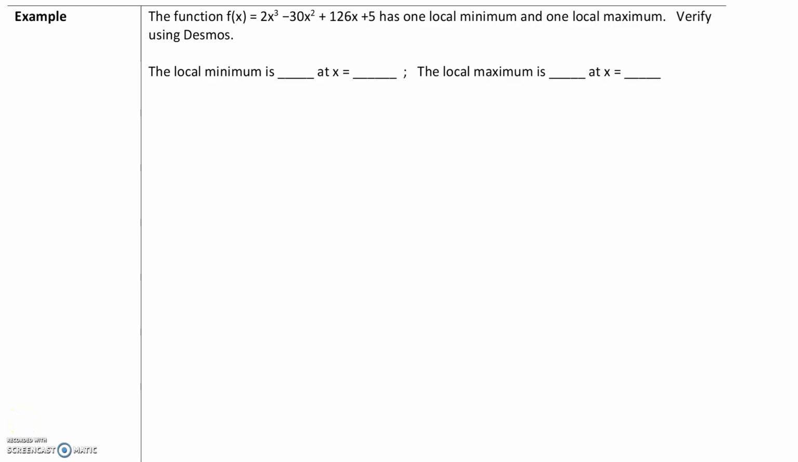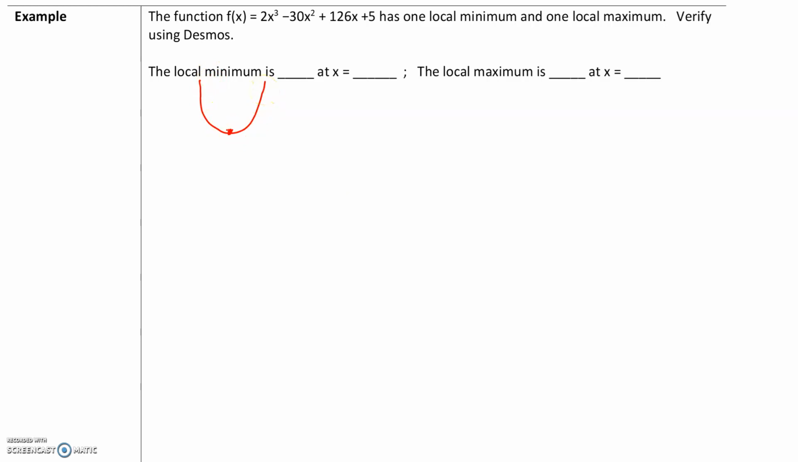In this example, we will learn to find the local minimum and the local maximum using the first derivative. So first, let's take a look at the local minimum. A local minimum is the lowest point in an interval. This is when the graph turns.